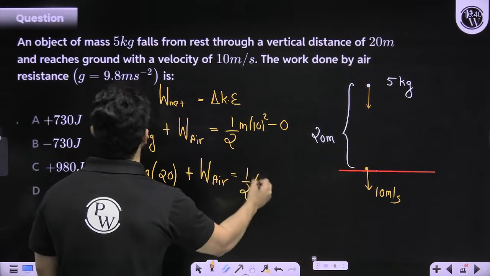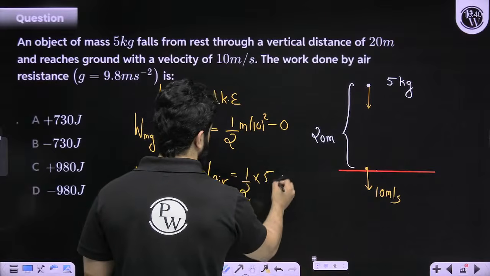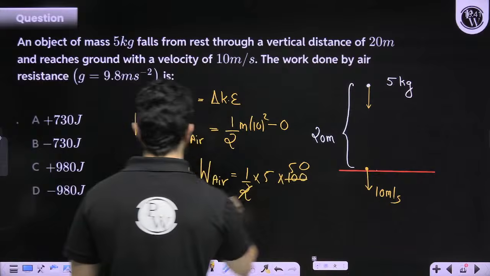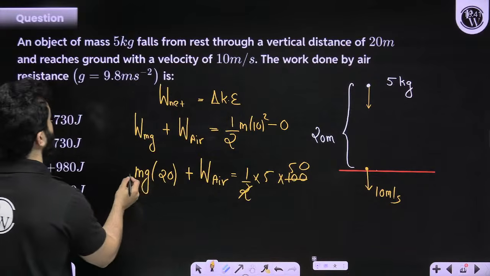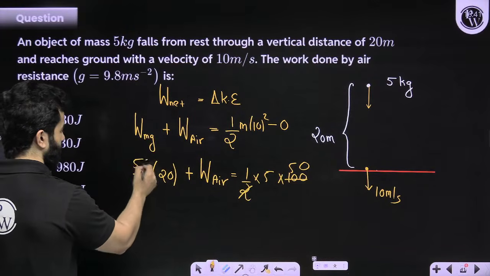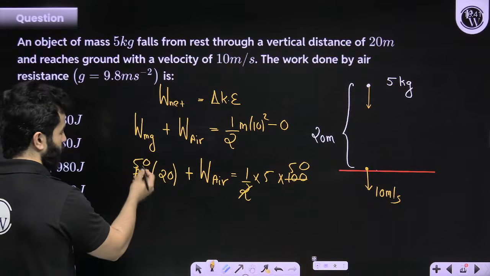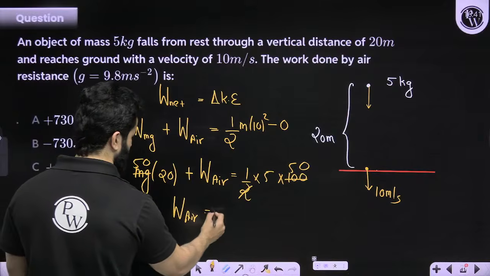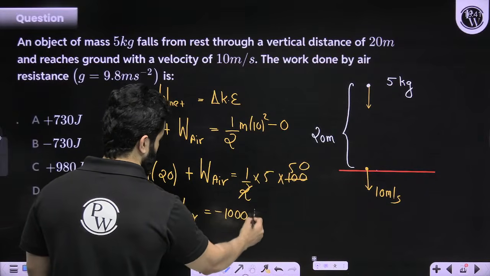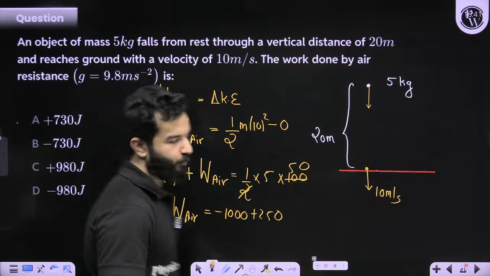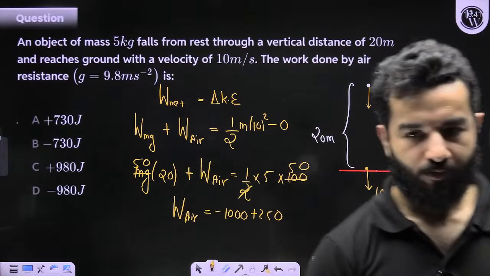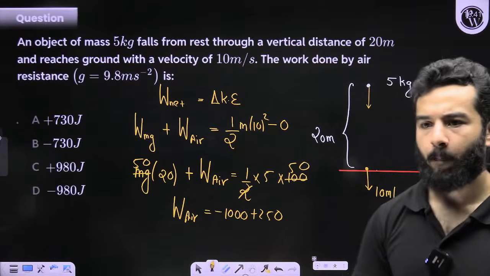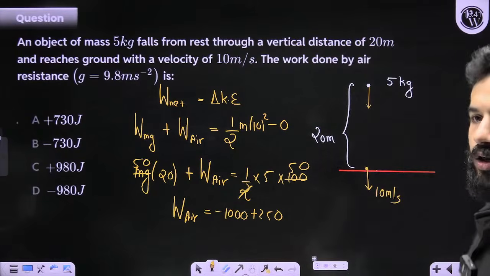So half, mass is 5, into 100. This will become 250, and mg times 20 will become 1000. So here it will become minus 1000 plus 250. So it has to come negative. Sorted, my dear friends? Any more doubt? Clear? All right.